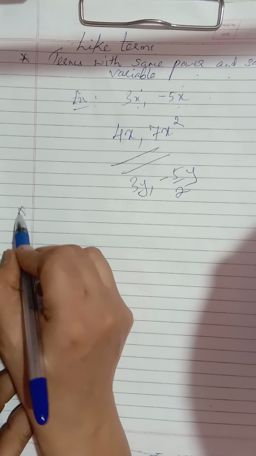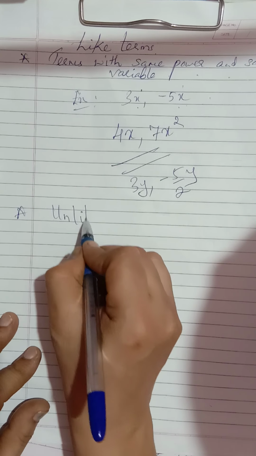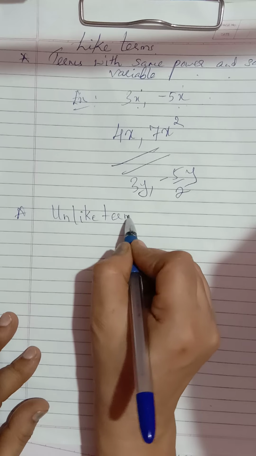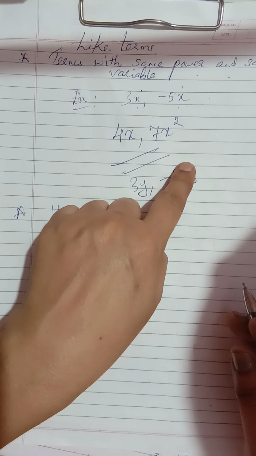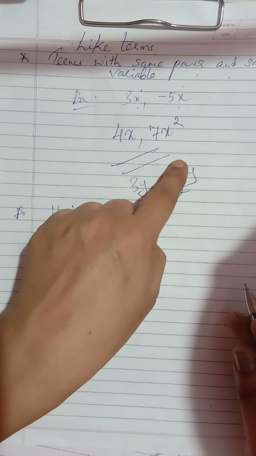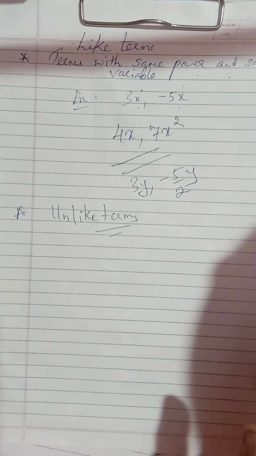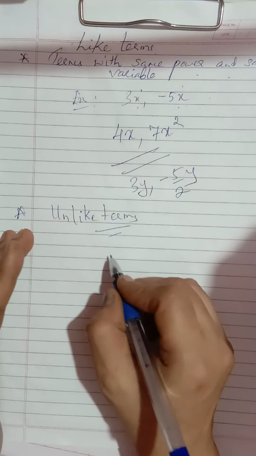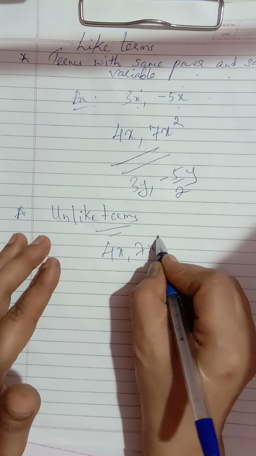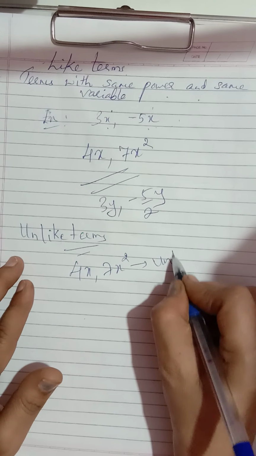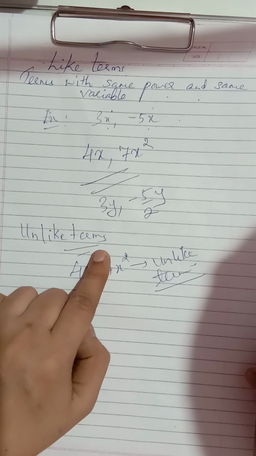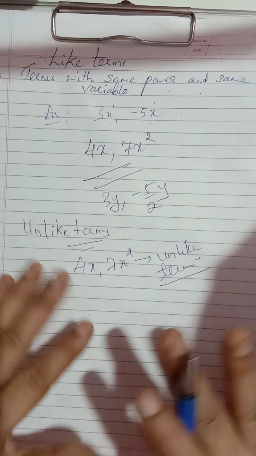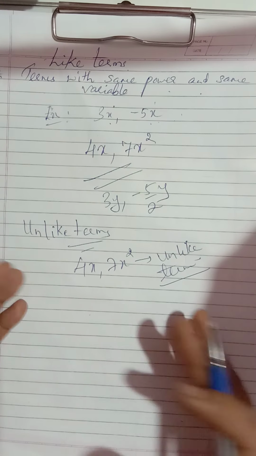The next word will be unlike terms. Now just now I gave the example 4x and 7x square. They are not like terms. If they are not like terms, they become what? Nothing but unlike terms. This 4x and 7x square is unlike term. Okay, so what is the definition of unlike terms? Terms with different variable and different powers.